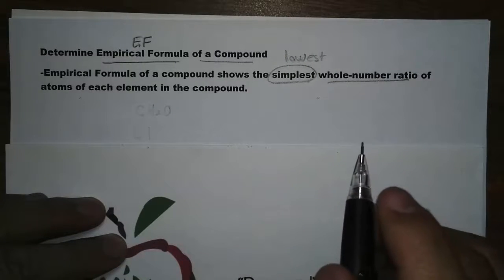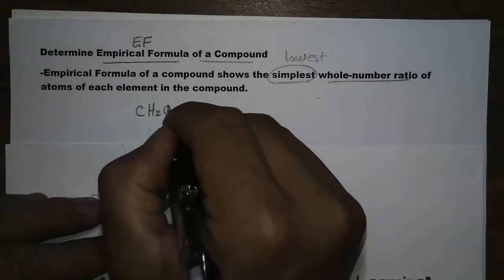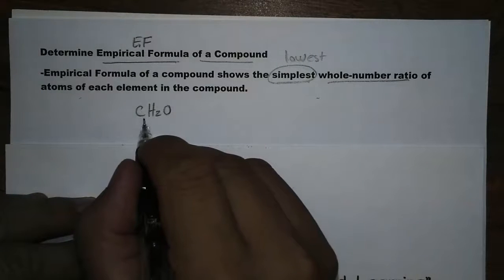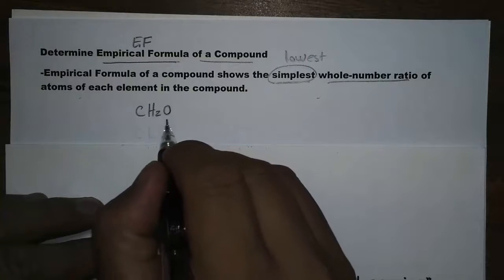An example of an empirical formula is CH2O. Notice how the subscripts cannot be simplified anymore, because carbon has 1, there are 2 hydrogen and 1 oxygen.